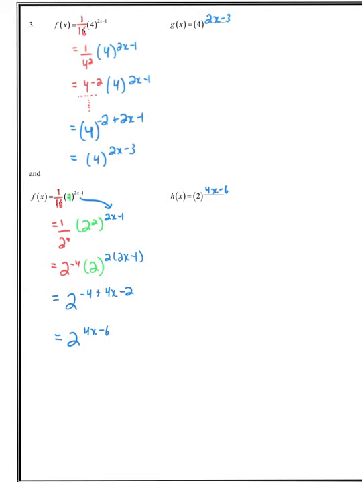And then you can compare your answers for base 2 and base 4. And that makes sense because 4 is 2 squared, and that squared would multiply the 2x minus 3. And that's why these are doubled. So our answers look good.